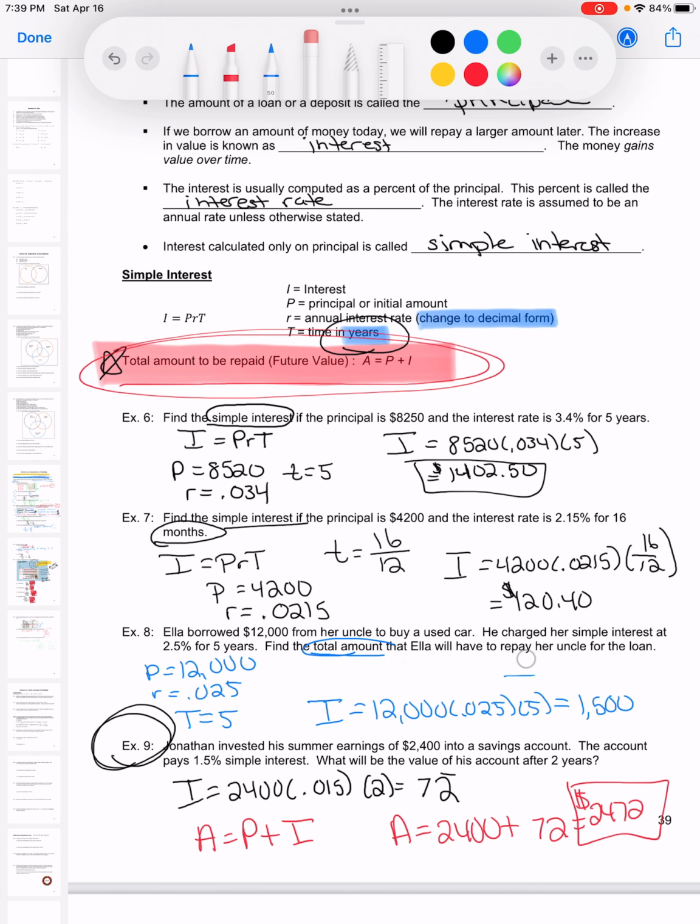I'm just going to change colors here a little bit so maybe you can follow along a little bit easier. So the total amount then is going to be equal to that same principal that I started with, plus the interest that I just found in the last example. So $13,500 is actually how much I have to repay. My uncle gave me $12,000, but what I ended up repaying him was $13,500.